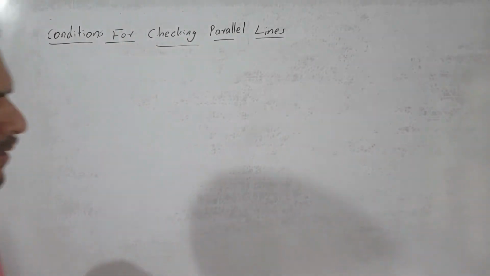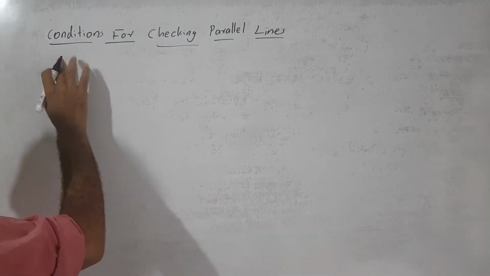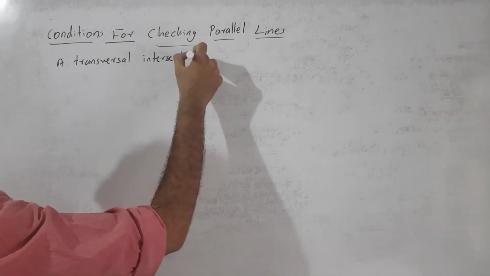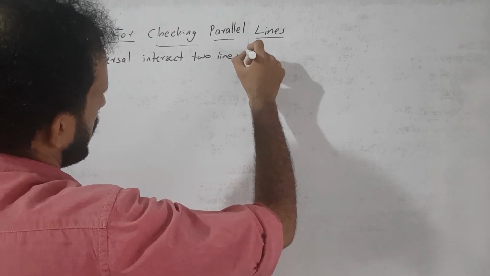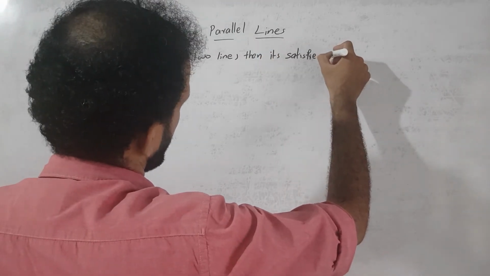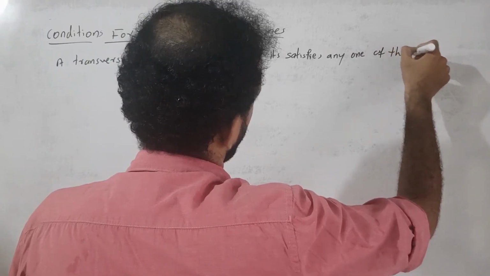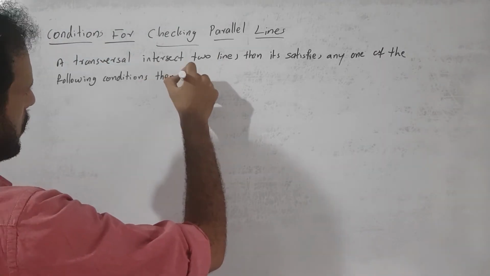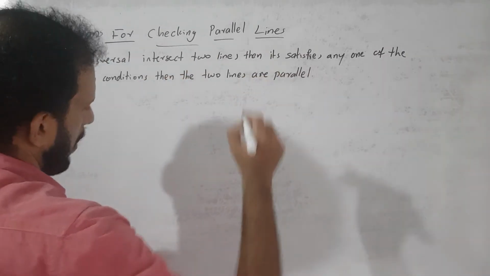Okay, then the idea is easy. If a transversal intersects two lines, and it satisfies any one of the following conditions, then the two lines are parallel.